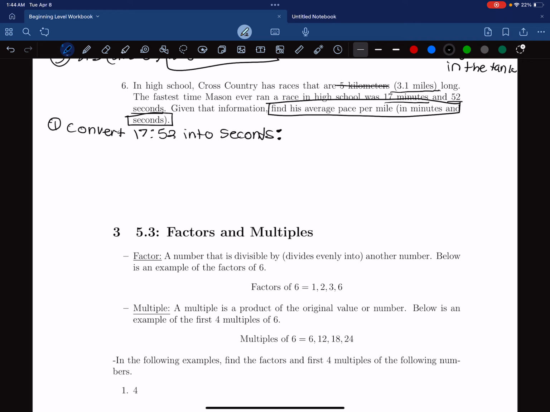So to convert into seconds, we're going to take that 17 minutes and multiply it by 60 because there's 60 seconds in a minute. And then we're going to add that extra 52 seconds at the end. And that'll get us a grand total of 1,072 seconds. And then our second step would be to find the average pace.